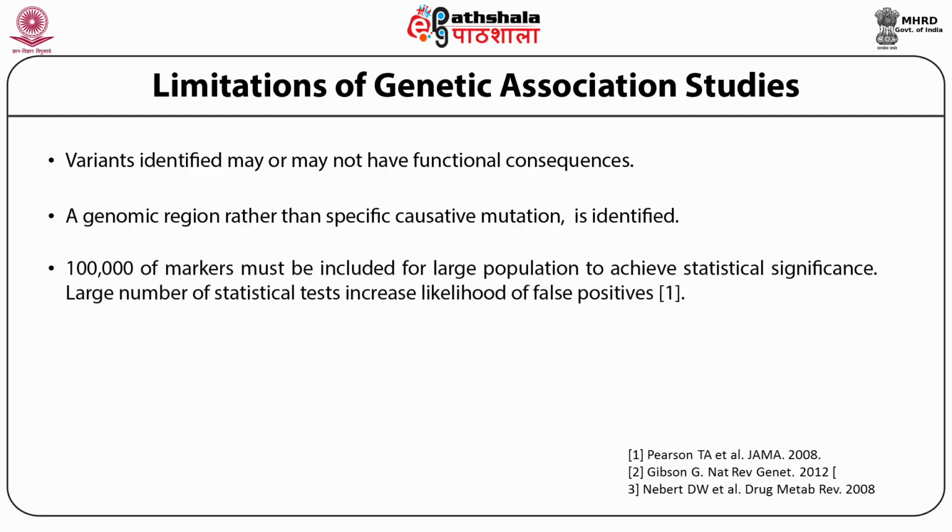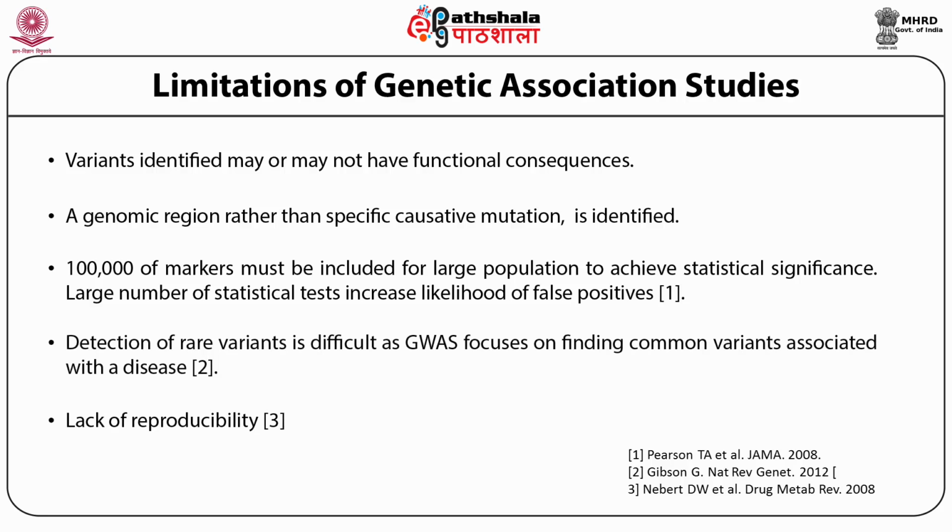Then, not many markers are there. If you have a huge population, the statistical test increases the likelihood of false positives if we have not used enough markers for a large population. Also, there are difficulties of reproducibility sometimes, and sometimes very rare variants occur which might be missed or ignored. So other technologies come to help with these kinds of limitations.